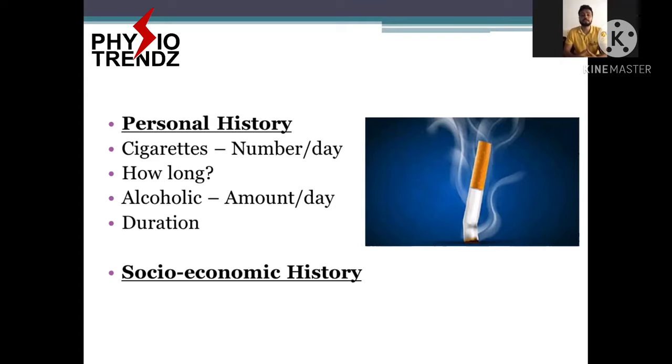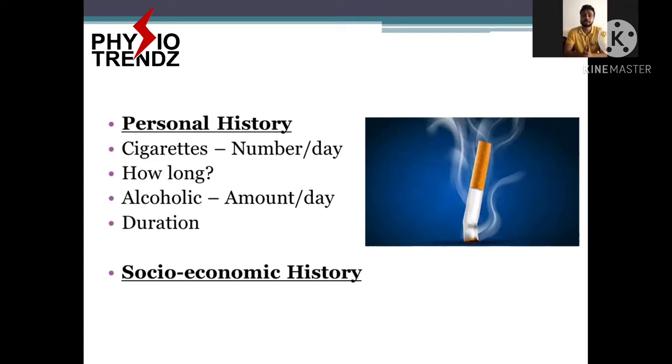Next part of the history is socio-economical history. Socio-economical history includes the status of the patient socially as well as economically. Now, this part is very important because social history gives us information about the social activities of the patient, so that once the treatment is over, we have to make sure that the patient is decently and equally socially active after the treatment. As well, according to the economical condition of the patient, we have to make sure that the patient will be able to afford the treatment protocol for the whole duration. And according to that, we have to plan out the treatment.